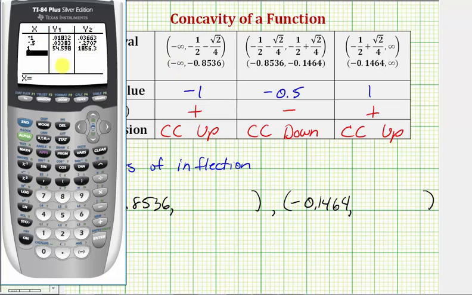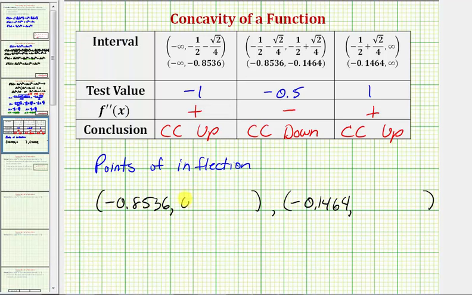So using the table now, we'll enter the x value of negative 0.8536. Enter. Remember, the original function is in y1, so the approximate y-coordinate, if we move the cursor over to y1, we can see more decimal places down here below. To 4 decimal places, this is rounded to 0.0240, because the 6 indicates to round up, so approximately 0.0240 as the approximation of the y-coordinate of the first point of inflection.